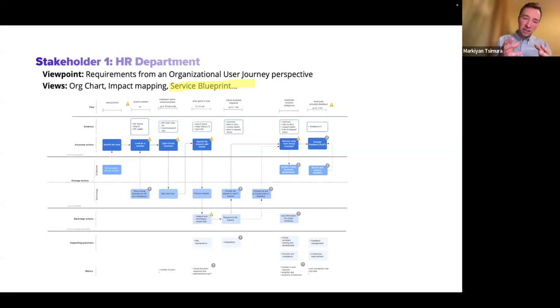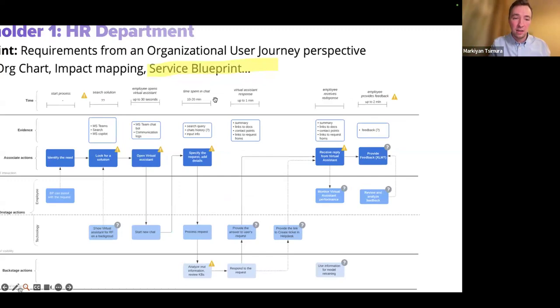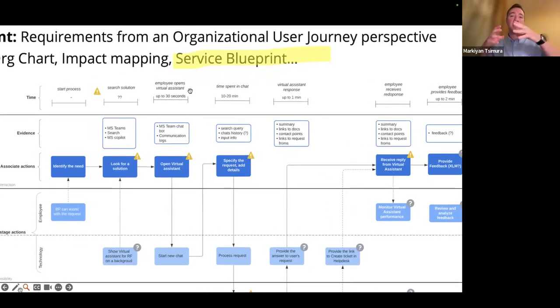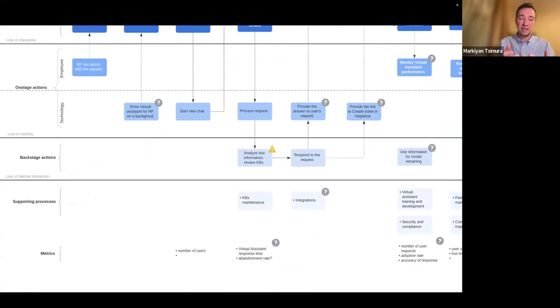And this representation, this view, will help your HR department or similar stakeholder. It will help you understand the associate flow and explain their experience. It will help you measure some lost time, like how much time they spent in the chat, how much time they spent searching for this information. It will help you see the end-to-end process and associate actions. It will help you understand how to measure it and what supporting process to use, how this HR department or maybe some related departments will work with knowledge-base maintenance.